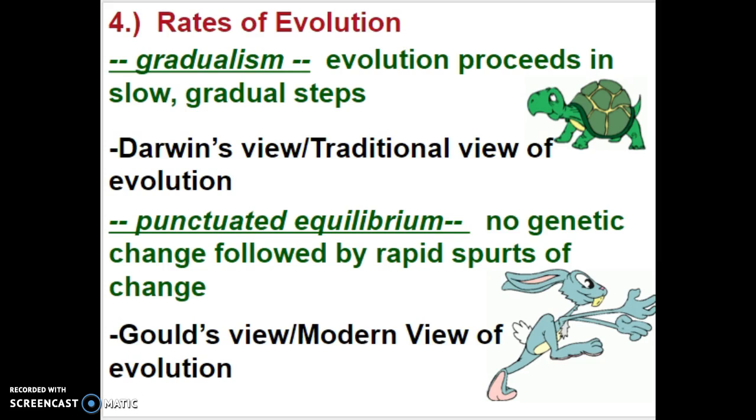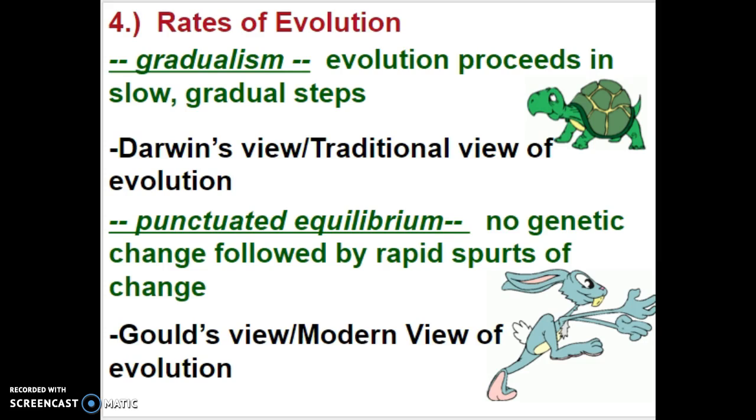So evolution would proceed in very slow, gradual steps. So kind of like the tortoise in the tortoise and the hare race. Slow and steady will eventually get you to where you want to go. Now, punctuated equilibrium is more like the hare in the tortoise and the hare. The hare would race ahead and then take a little nap and then race ahead again.